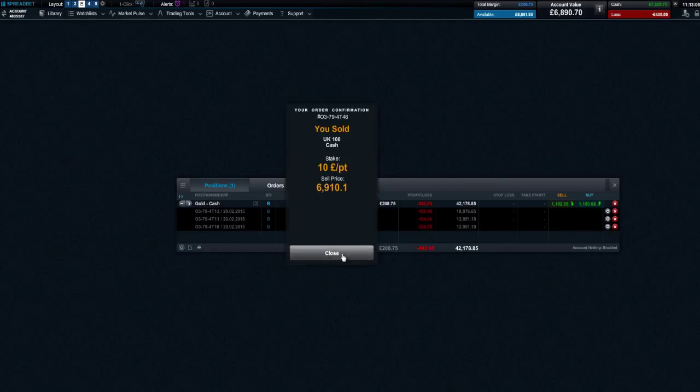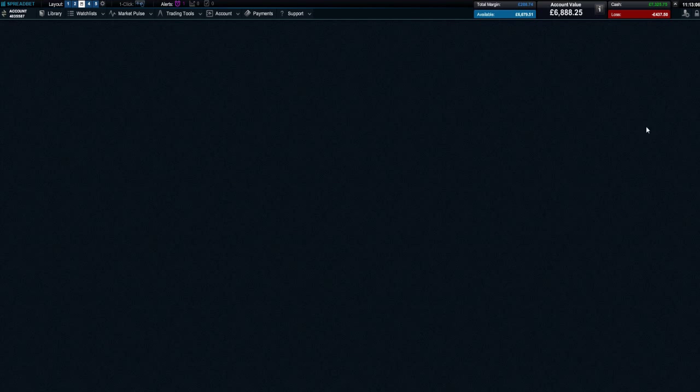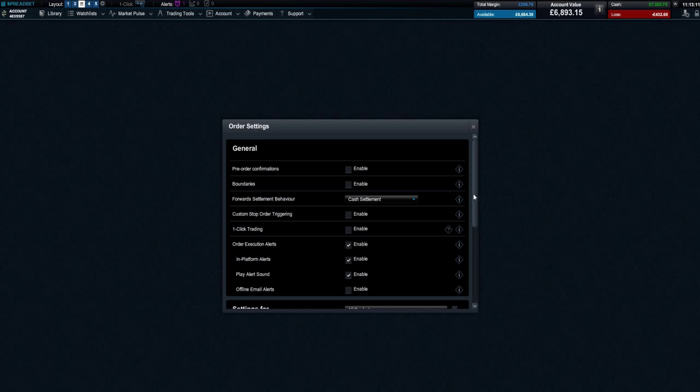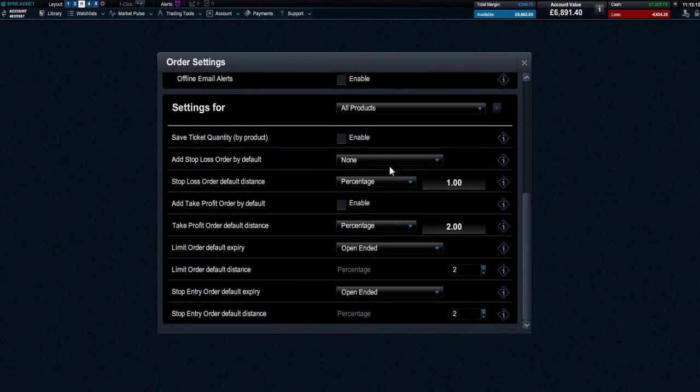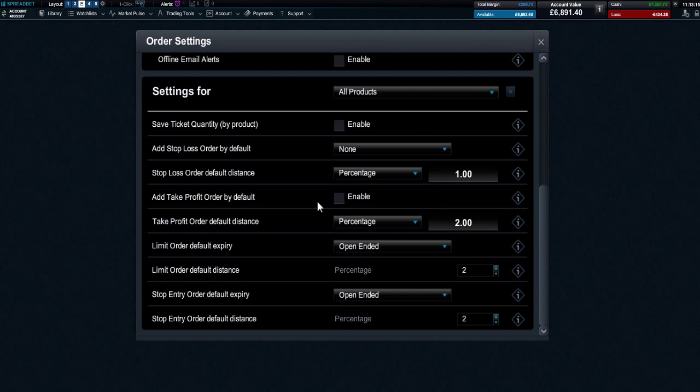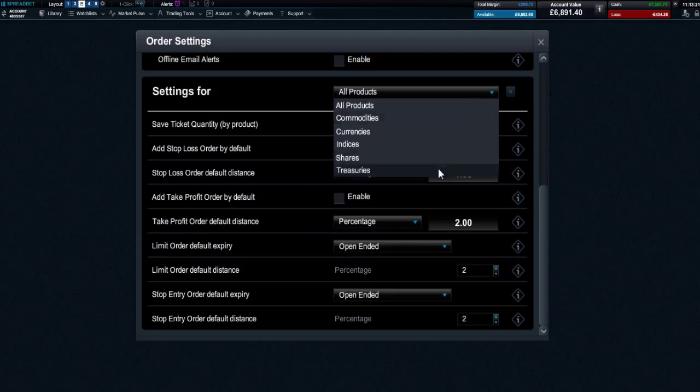You can further customize your order ticket in the preferences section. Save previous stake size by product and set predefined levels for stop loss, limit, and take profit orders for all subsequent tickets. It's possible to do this across particular asset types or just for specific products. The choice is yours.